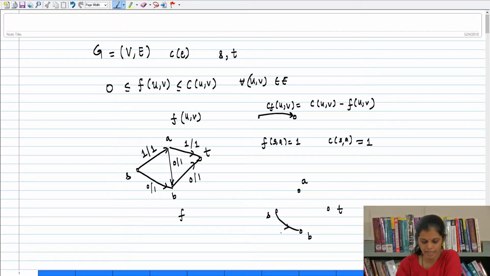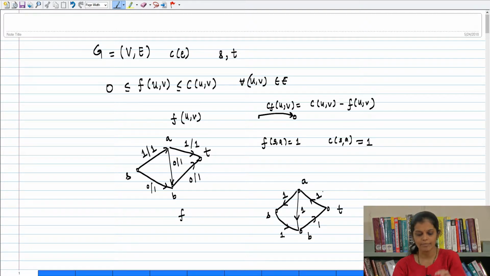I will draw the same edge with capacity 1, and I will draw the same edge B to T with capacity 1 again. Anything else that I should draw? A to B again with capacity 1, right? Is this the residual network? And again, in a similar spirit, I should possibly give from T to A the capacity of 1. So this is actually the residual flow network.